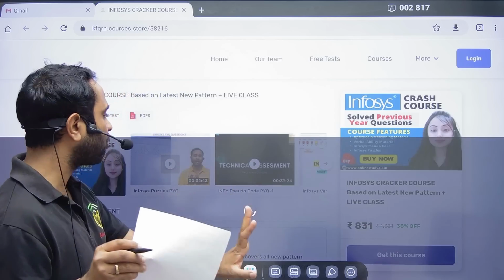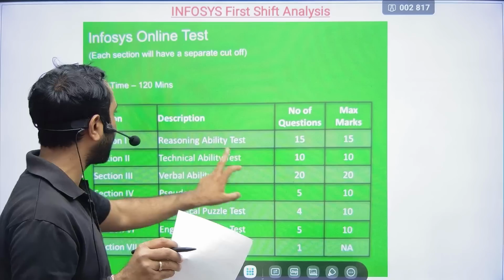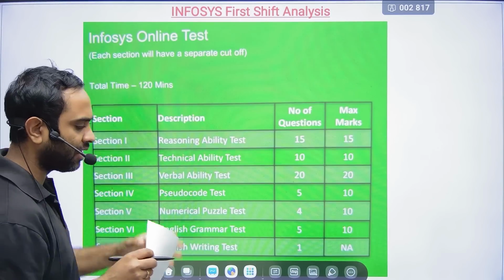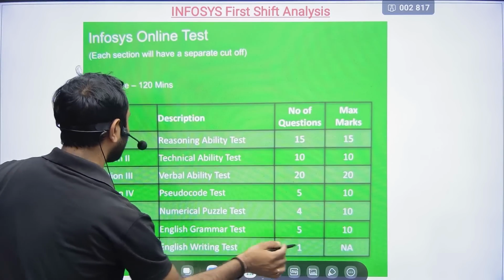So pattern wise, there is no change. Whatever pattern I told you earlier, there is no change, same thing. You will get 120 minutes.